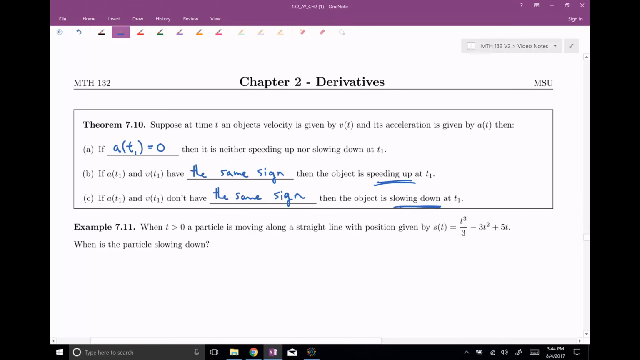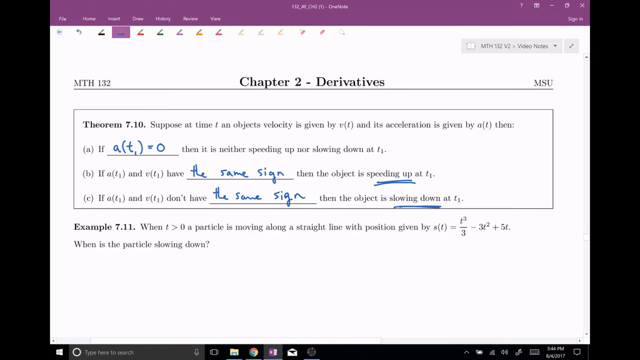Before we jump into a problem, let's think about this logically. If I have a positive velocity and it's increasing, the acceleration is positive, right? The acceleration is the derivative of velocity. So positive velocity and it's increasing, then that means it's speeding up. Likewise, if my velocity is negative and the acceleration is negative, that means it's decreasing. Something like it goes from negative 10 meters per second to negative 11 meters per second to negative 12 meters per second. That means it's also speeding up, but in that negative direction.